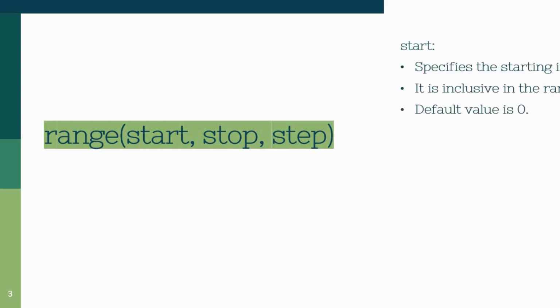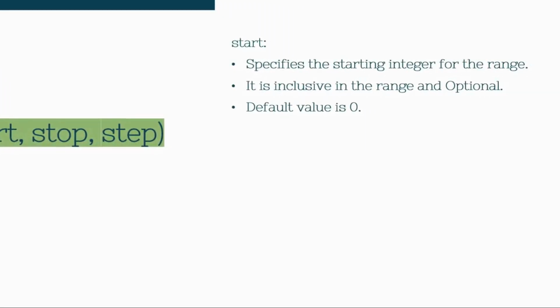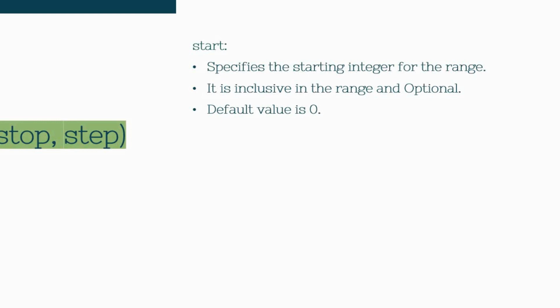We will see them individually. As I mentioned before, start is the argument which specifies the starting integer in the sequence of numbers generated by the range object. This start argument is inclusive in the range and is optional. Since it is optional, it must have a default value, that is 0.